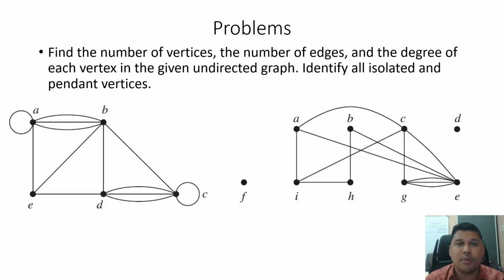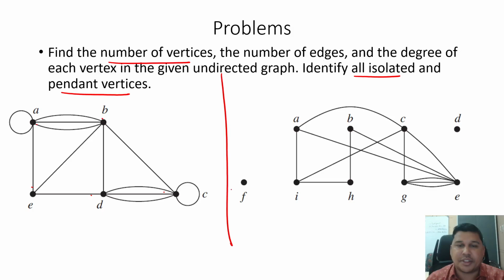Let's solve some problems on the concepts we have learned in graph theory. Given a problem, find the number of vertices, number of edges, and the degree of each vertex in a given undirected graph. Also identify all isolated and pendant vertices. What is the number of vertices? Just count: 1, 2, 3, 4, 5. I will draw the line here.